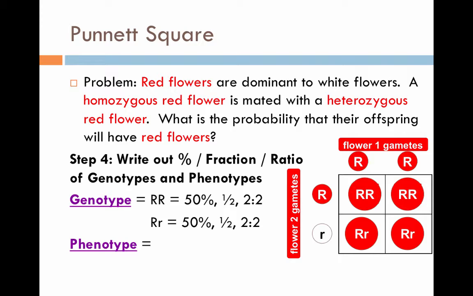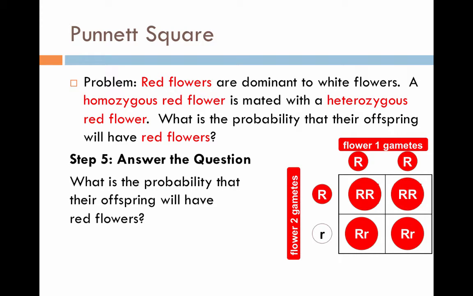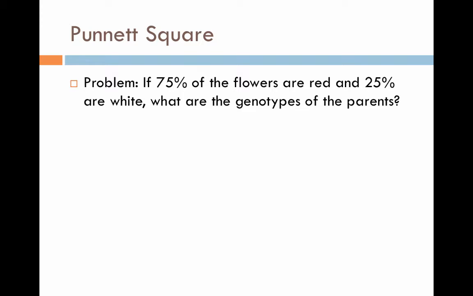Phenotype. What it looks like. Well, every single one has the dominant big R allele, therefore every single one has red flowers. 100%, where 1 is a fraction, or a ratio of 1 to 0. All of them have red, none of them have white. Now let's actually answer the question. The question is, what is the probability that their offspring will have red flowers? We already figured it out. 100%. We win.